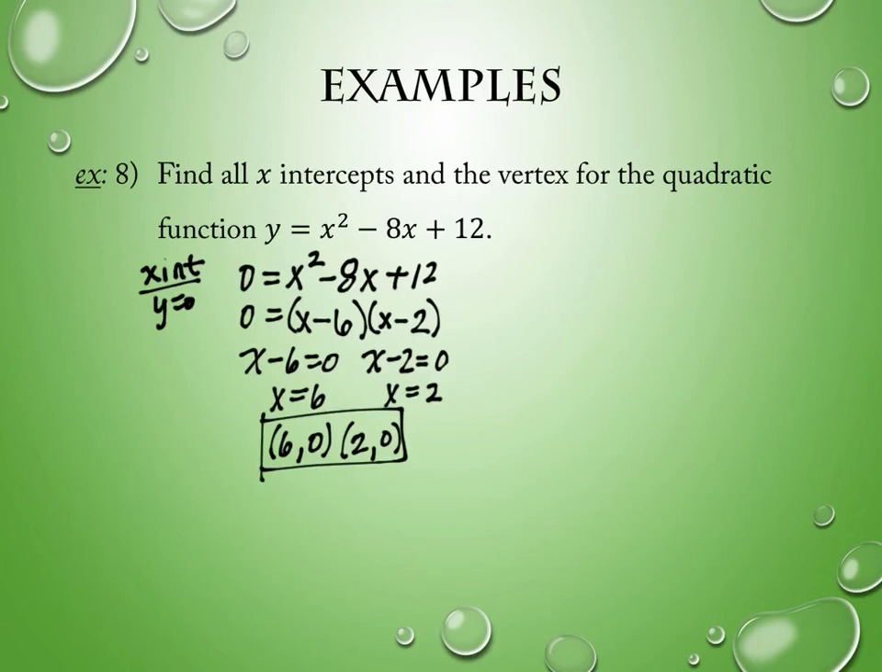But it also asks me for the vertex, and in order to get the vertex, there's a couple of ways to do it. We're going to focus on completing the square because it works in all scenarios for all types of questions that are asked. So we're going to take y equals x squared minus 8x, and we'll leave a blank spot, and then my 12 out at the end. To complete the square, I take my middle term, negative 8, divide by 2 gives me negative 4, and then squaring that gives me positive 16.